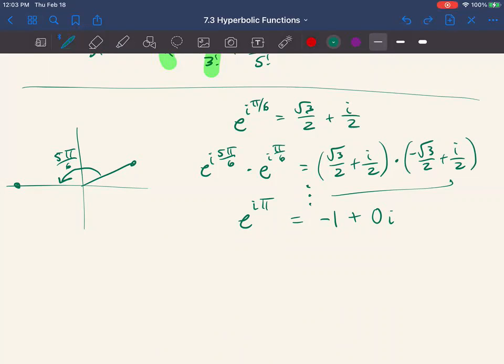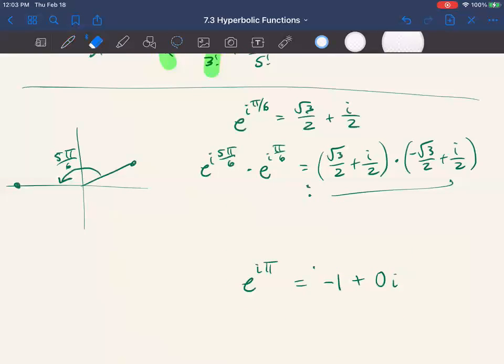Now, if we multiply these together, we should get essentially -1. Because if we think about this conceptually, what we're saying is we're starting at pi over 6 here, right? We're starting at pi over 6, this location right here, and we're going to rotate it by 5 pi over 6 right there. And so that should put us over here at the point -1, 0. So we should expect an answer like this: -1 in the real direction, 0 in the imaginary direction. And so let's try it real quick and see.